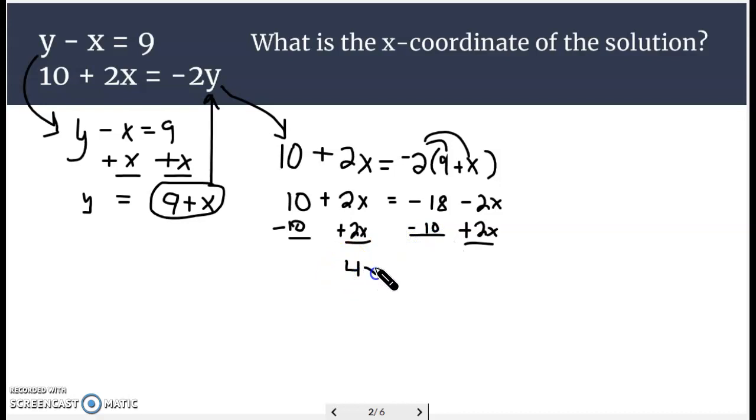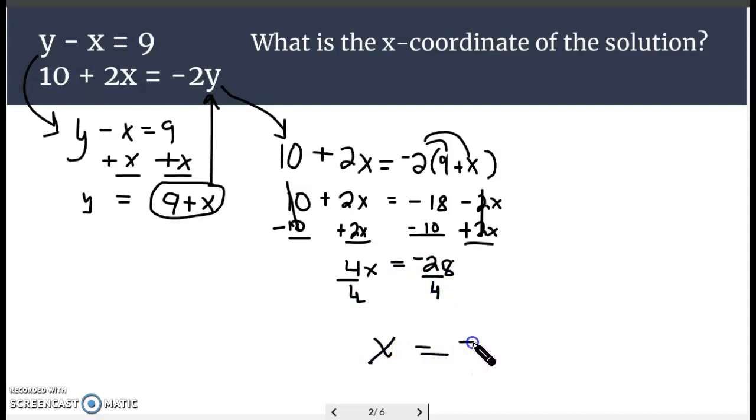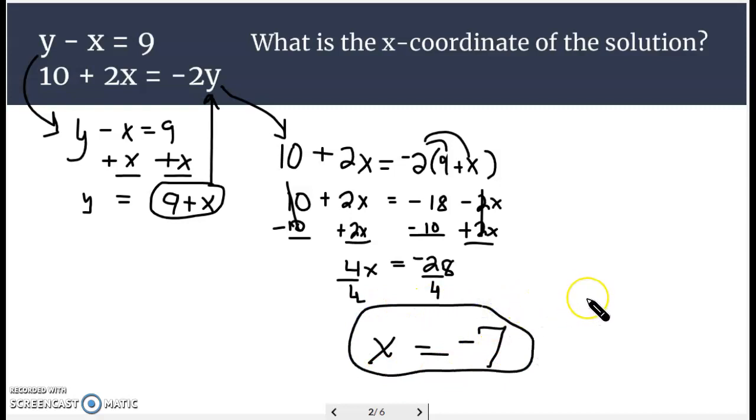2x and 2x is 4x. Negative 18, negative 10, negative 28. Notice the other terms cancel out. Now I'm going to divide by 4. And then x is equal to negative 7. Alright, so we were just asked to find the x-coordinate of the solution. If we want to find the y-coordinate, we can just take this negative 7 and put it right here, and we would find y to be 2. That's not what this one is asking. Now the next one's going to ask for the y-coordinate.